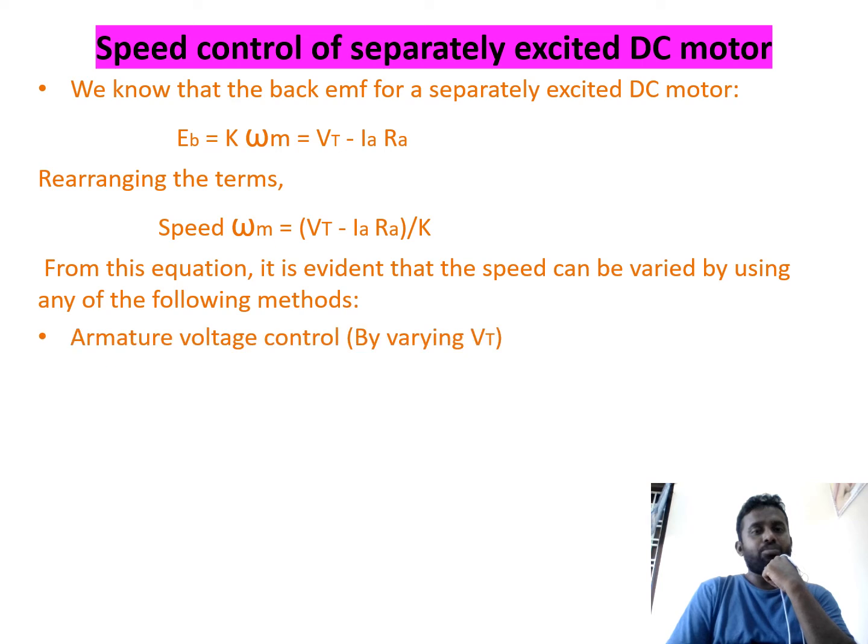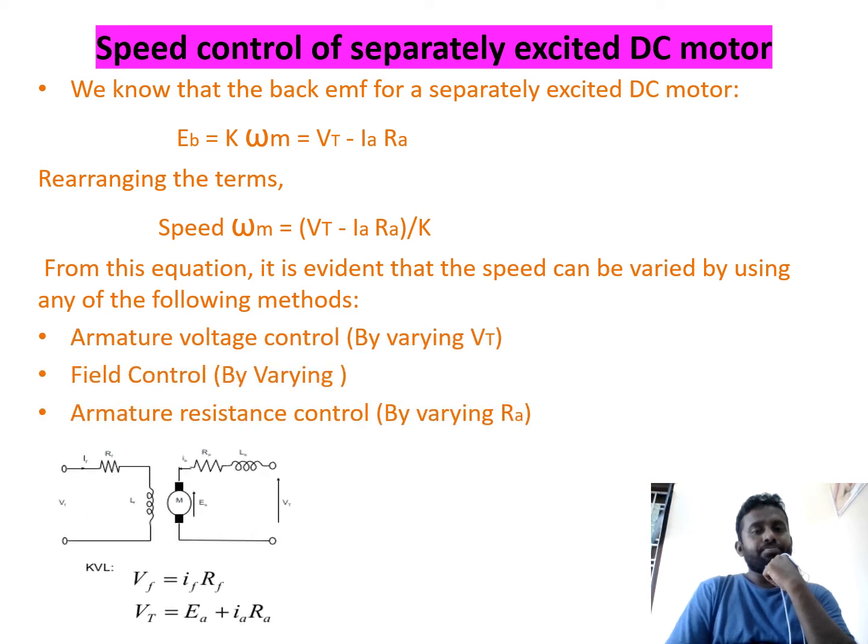That was about torque speed characteristics. And now looking at speed control of separately excited DC motor. We know that the back EMF of separately excited DC motor is given by Eb is equal to K into omega m is equal to Vt minus IaRa. So Vt is equal to Ea plus IaRa, or Eb is equal to Vt minus IaRa. And speed, from this you can write, is Vt minus IaRa by K, where K is a constant and omega is the angular speed.